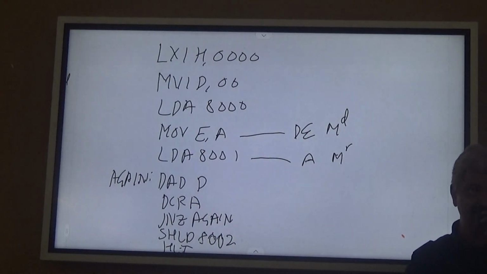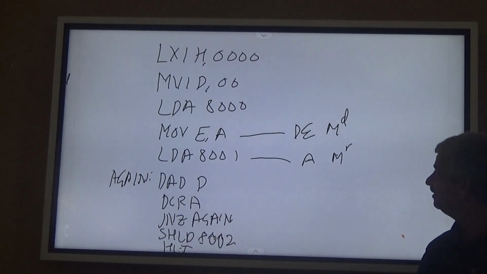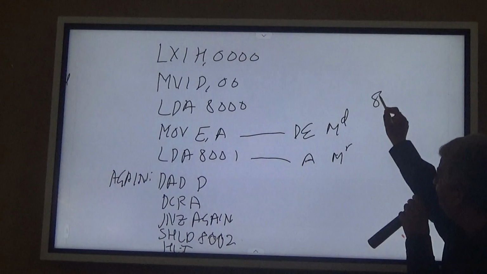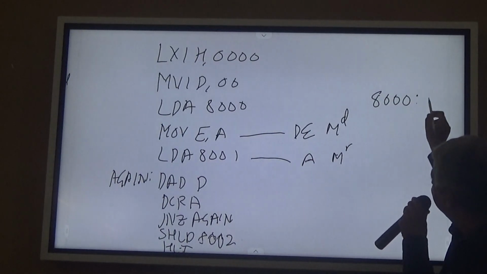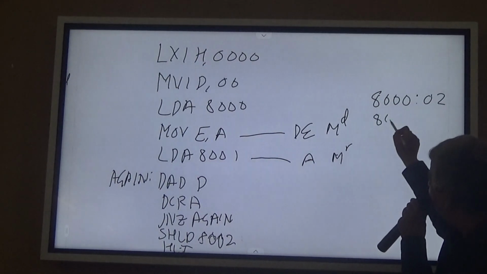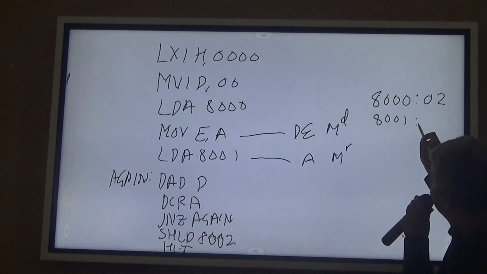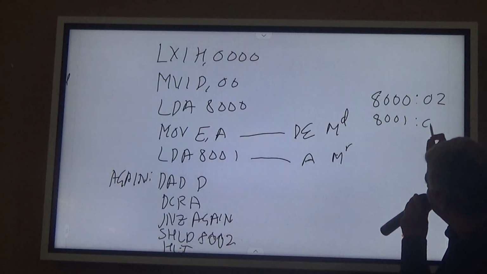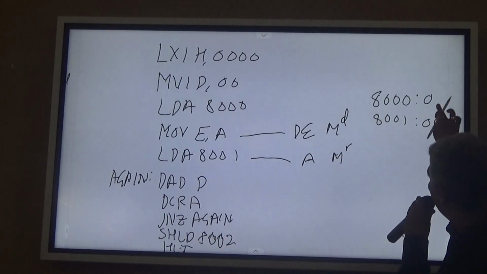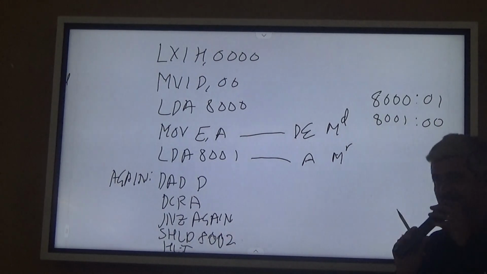So that way DCR A is not wrong. There is a very fundamental mistake. I think Ushika should be able to point it out. Where will the program go wrong? Now I will give an example. If 8000 contains 02 and 8001 contains 00, or let's say 01, it's very simple. What will happen?